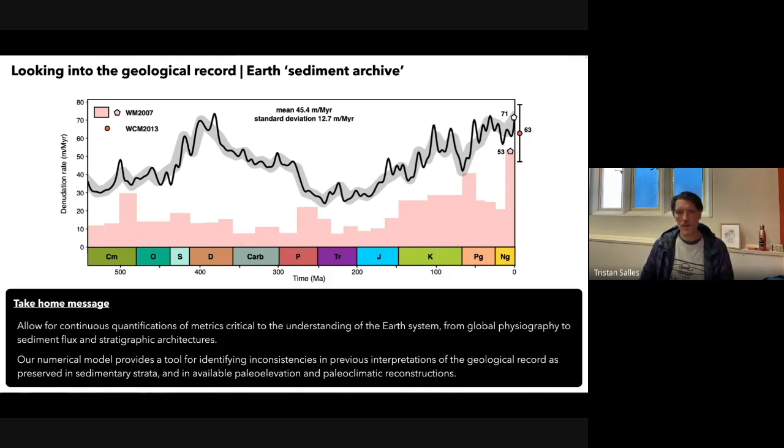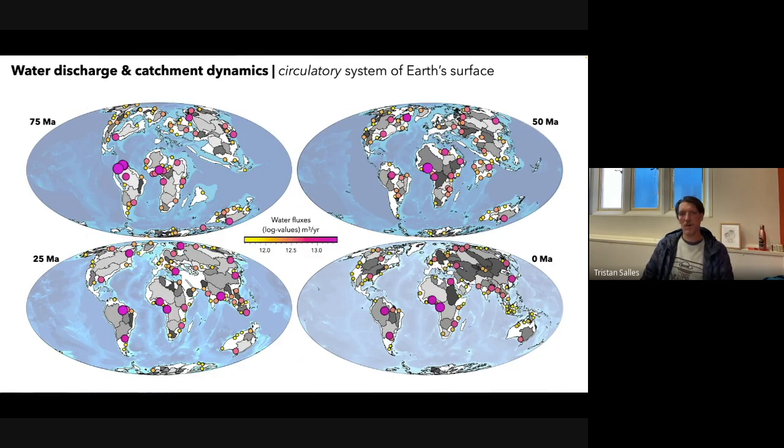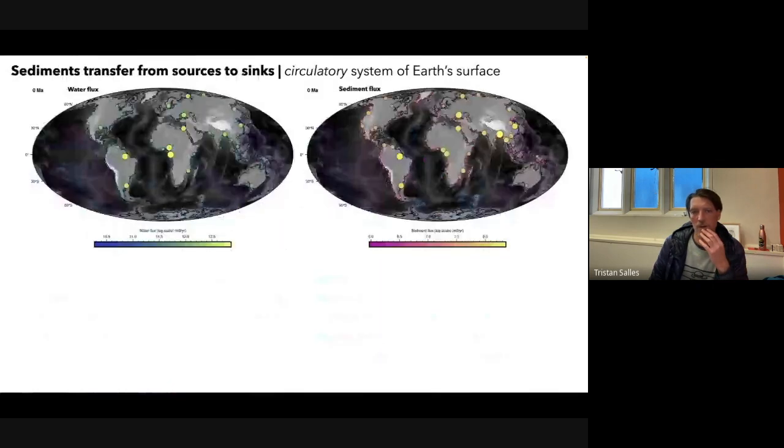So on the second part, I will discuss more about this idea of a circulatory system and how rivers are playing a role in the evolution of life. As I mentioned before, what we can do with this model is look at different catchments and different rivers, and look over time at how these rivers have evolved and how the catchments have evolved.